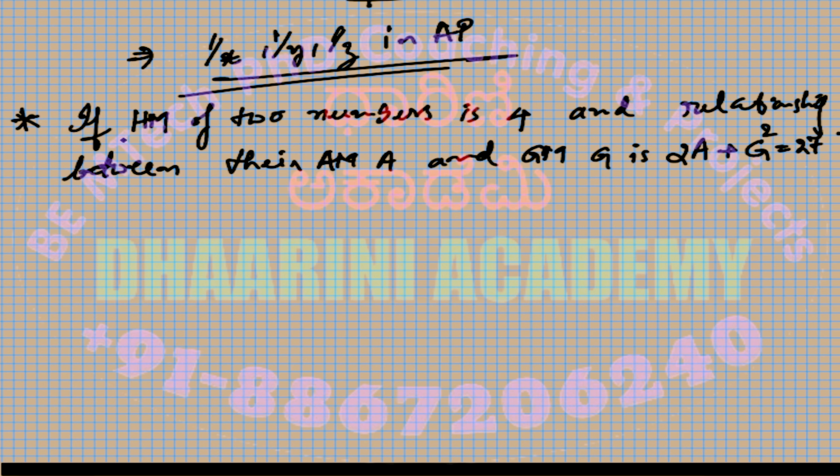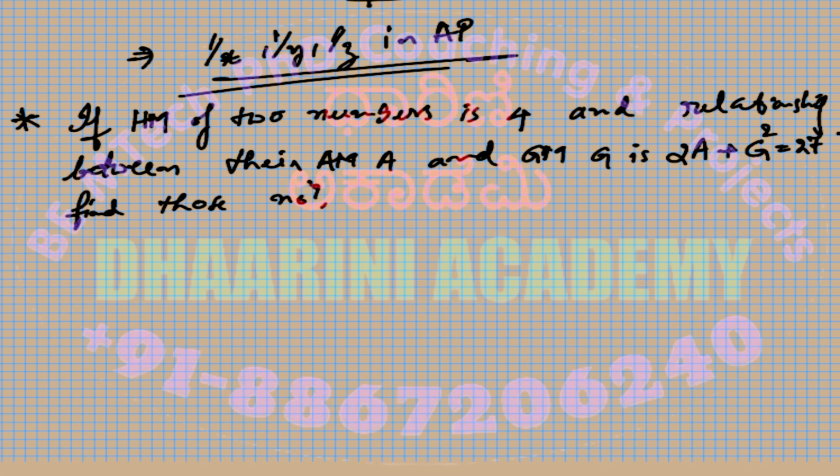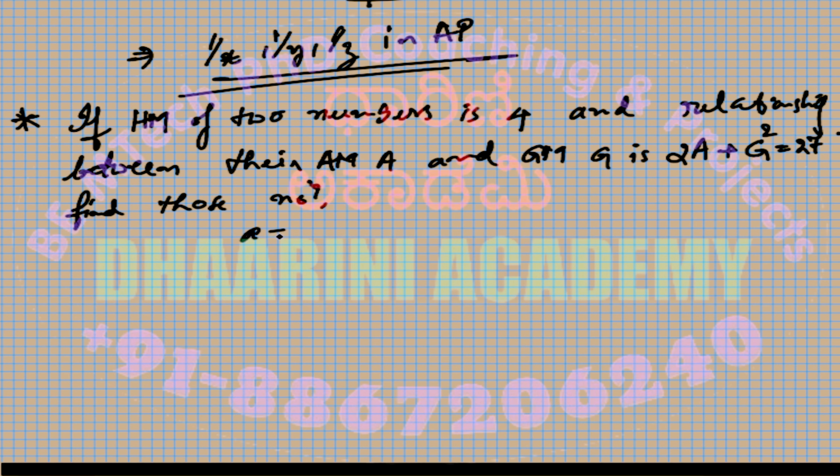HM is given, so H is equal to 4 and G square plus 2A equal to 27, right? Find those numbers. Okay, this is the question. Okay, the two numbers are, first number is 3, second number is 6. All right, next.